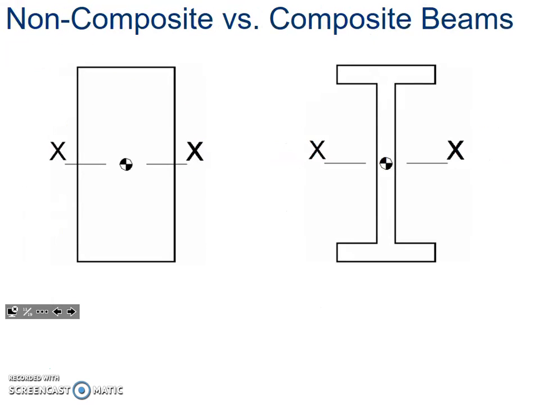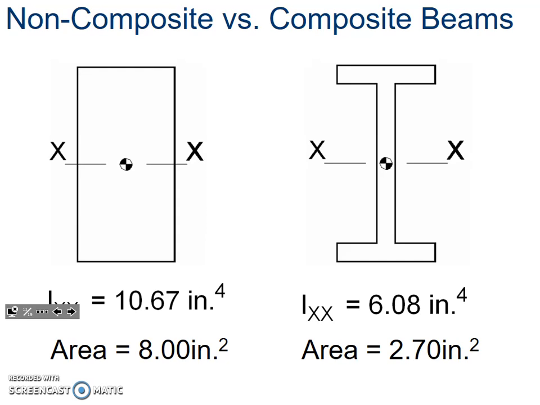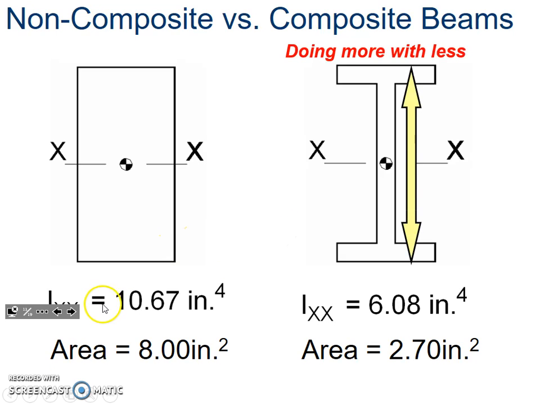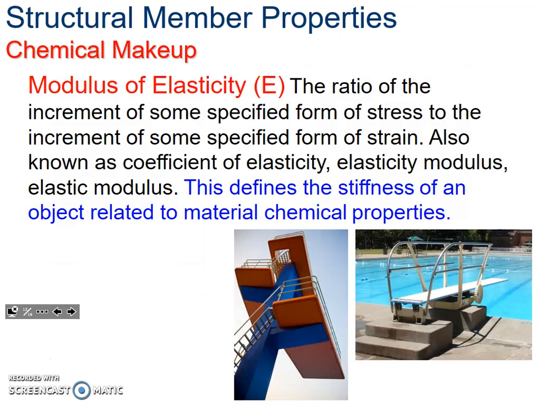You can also do this for composite shapes, looking at a square beam versus an I-beam, and they are drastically different. Notice the square beam is stronger than the I-beam, but the overall area of the I-beam is significantly less and uses a lot less material. So an I-beam is significantly stronger for the amount of material used.